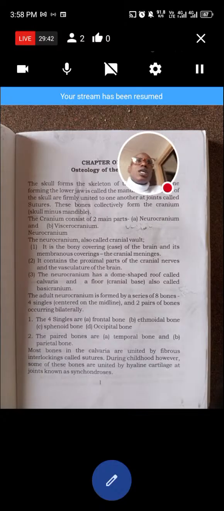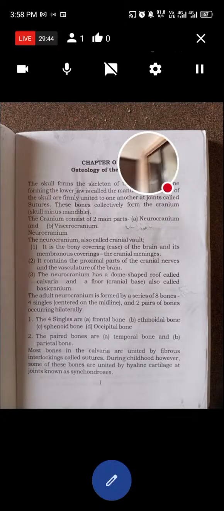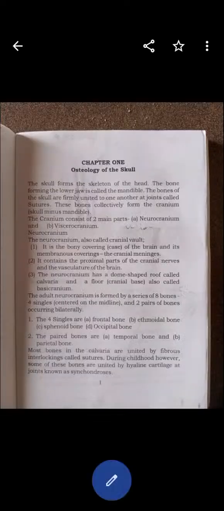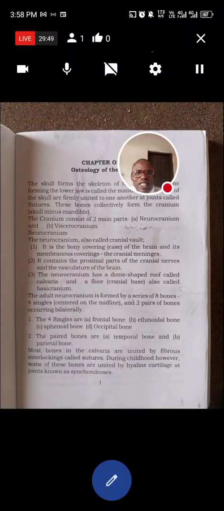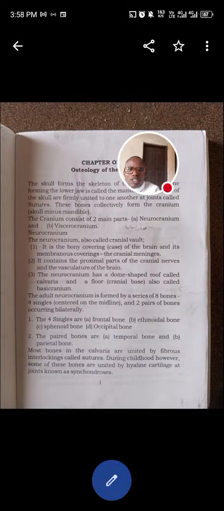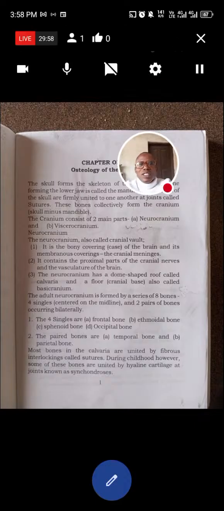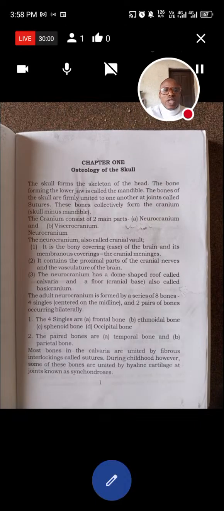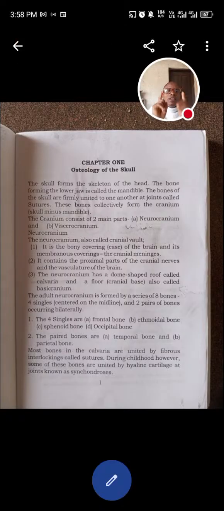All right, so welcome to the head and neck session. In this head and neck session, we'll be looking at some interesting things. First, we want to look at the mnemonics for remembering the 32 topics in head and neck. All right, so that's what we want to look at first.